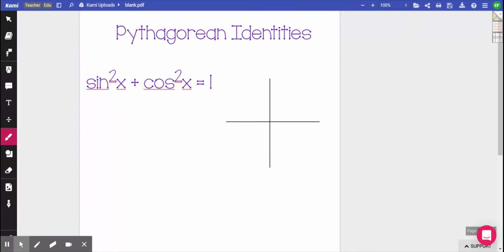So the first Pythagorean identity is written up on the screen here, but I'm not a fan of memorization, so where does this stuff even come from? And it all goes back to the Pythagorean theorem. Makes sense based off the name, right?